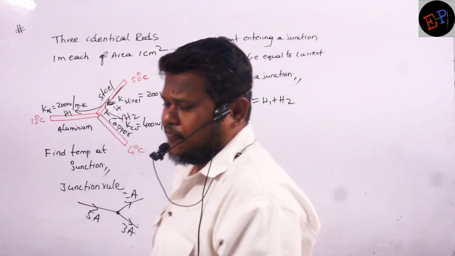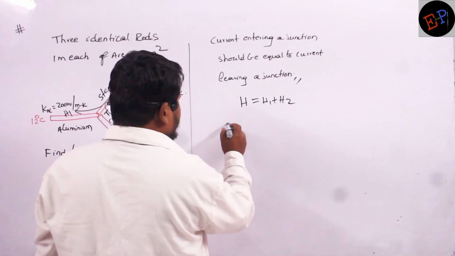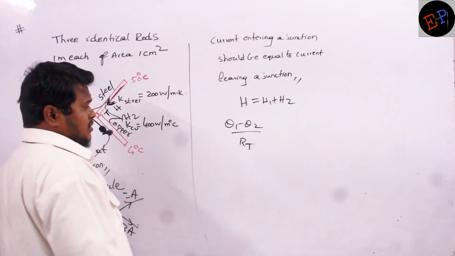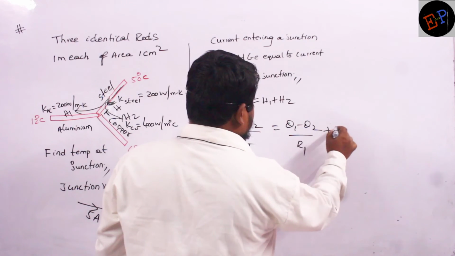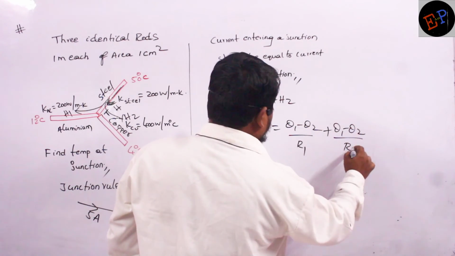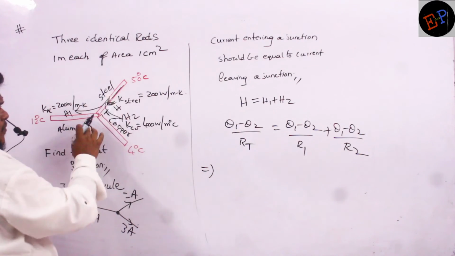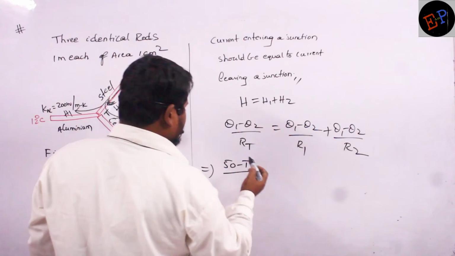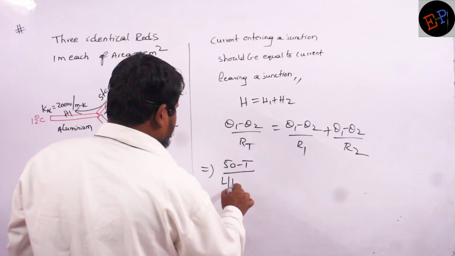And now what is the formula for heat current? I is equal to V by R, no? So H can be written as (theta 1 minus theta 2) divided by R_T, thermal resistance. So here also you write (theta 1 minus theta 2) divided by R1 plus (theta 1 minus theta 2) divided by R2. So in the first rod, what is the temperature difference? 50 minus T, divided by the thermal resistance formula, L by K into A.